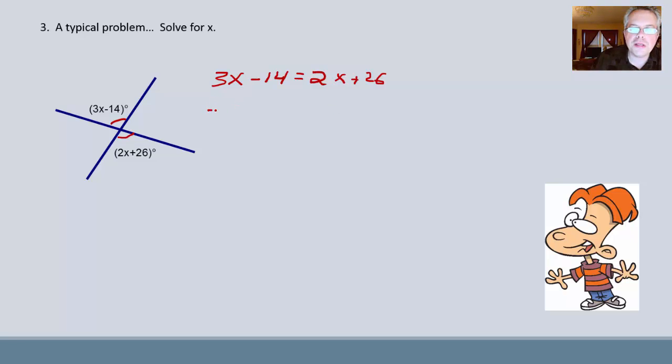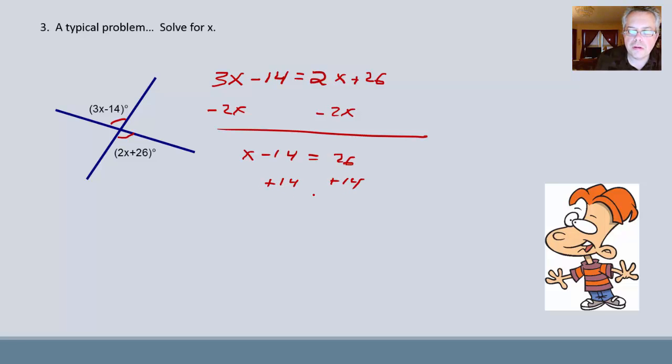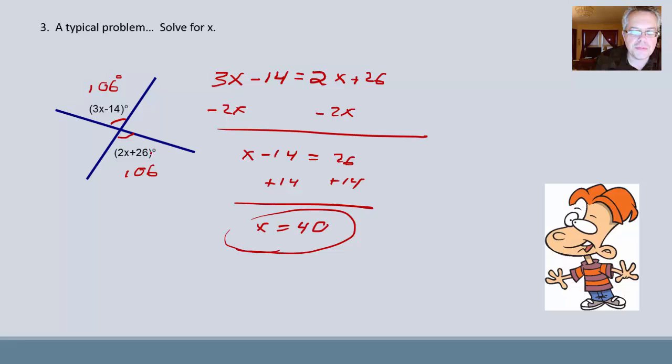Okay, we have x on both sides. And solving the actual equation is not going to be a problem. So we get x minus 14 equals 26. And if I add 14 on both sides, I get x equals 40. Okay, and I could go back and actually plug in if I wanted the actual angles. 2 times 40 is 80, plus 26 is 106. 3 times 40 is 120, minus 14 is 106. These worked out to be the same. They were supposed to be the same. They're supposed to be equal there.